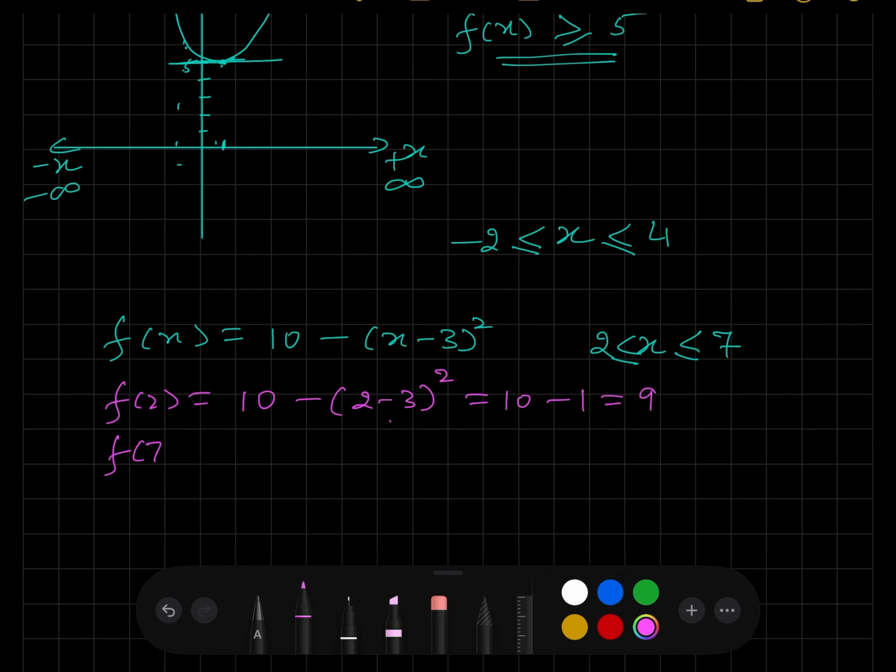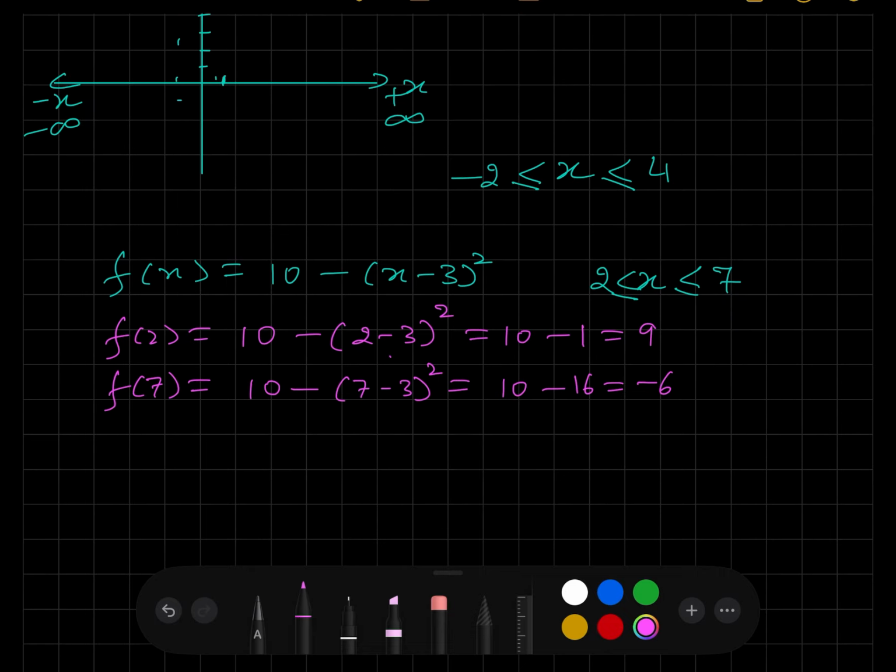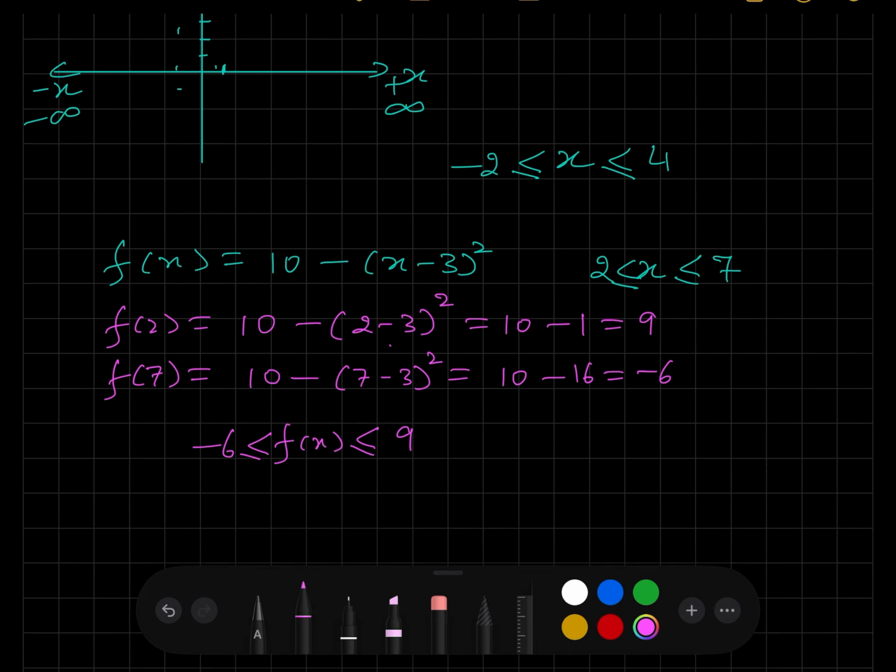Now what is my f(7)? f(7) would be 10 minus (7 minus 3) whole squared, that is 10 minus 4 squared, which is 16, so it is negative 6. So here my range of f(x) is always greater than or equal to negative 6 and less than or equal to 9. Got it?